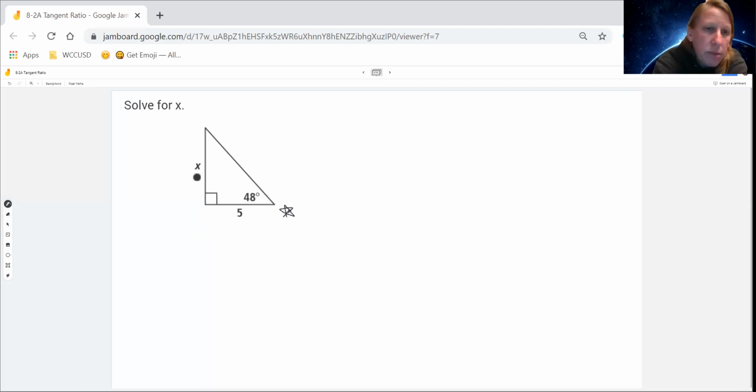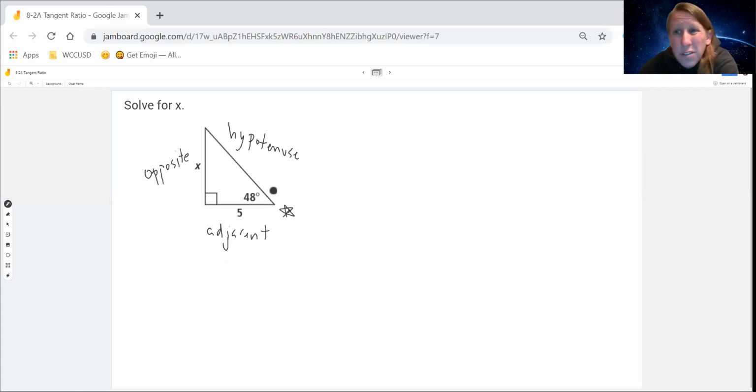This is the opposite side. This is the hypotenuse. And this is the adjacent side. All right, that's the first step. When you get your question, the first thing you do is label it.